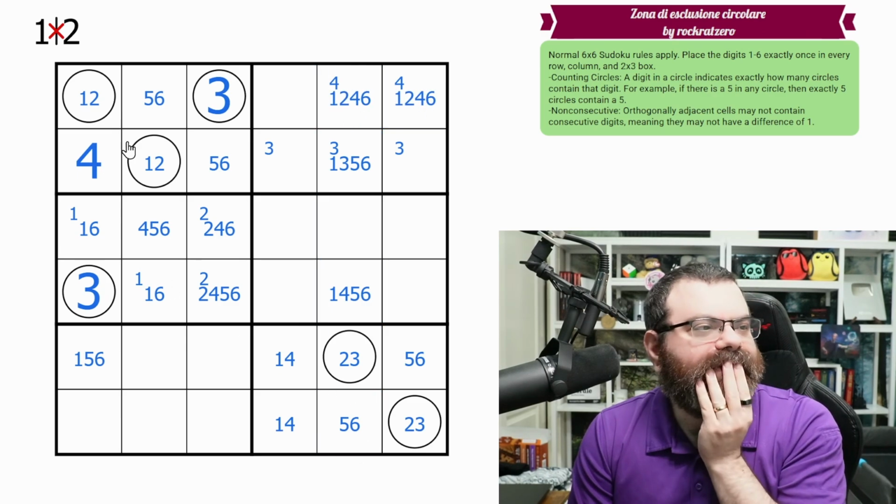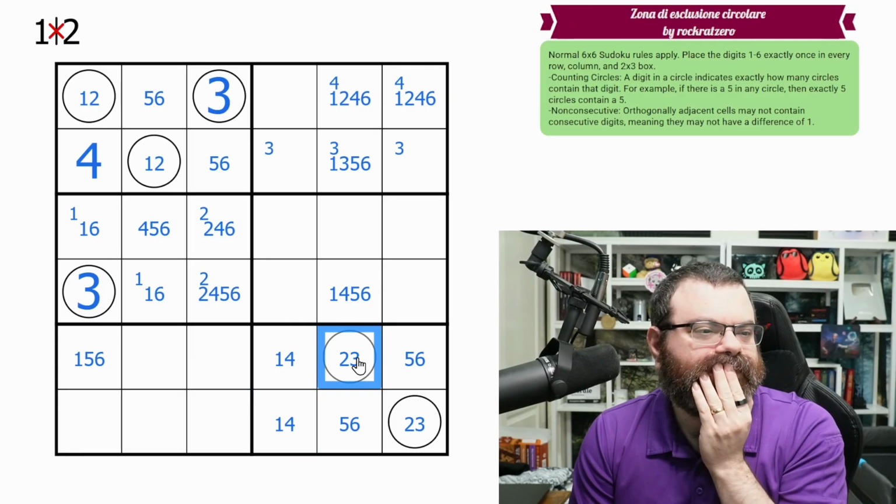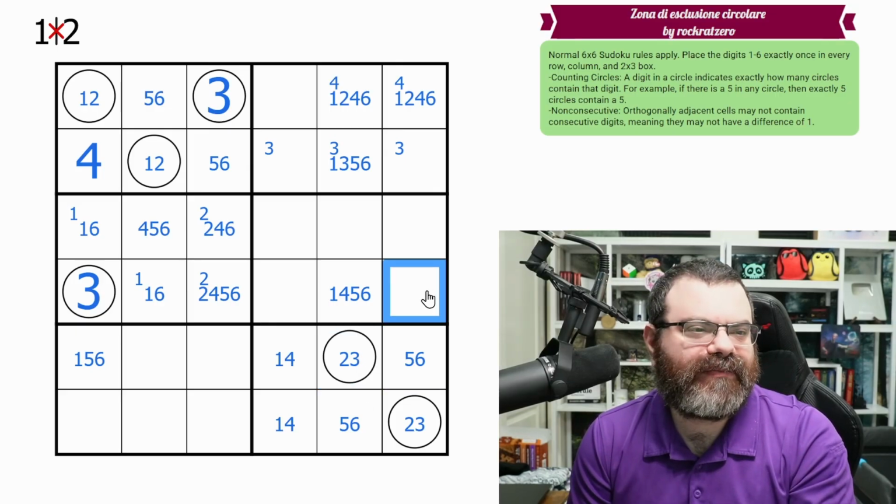I'm not getting anywhere with this. Clearly missing something. This 1, 4 pair, is that helpful? How about this 5, 6? This can't be 5 or 6. That seems like it might be useful. So this is only 1, 2, or 4.